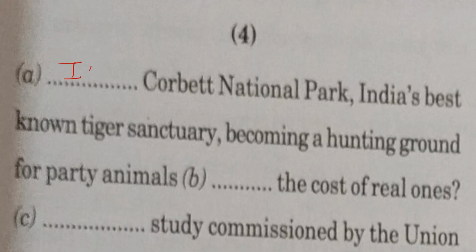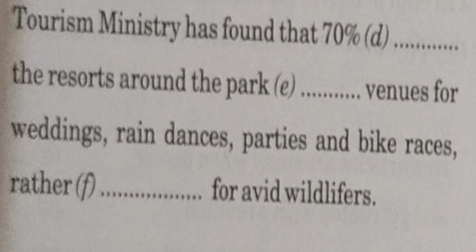Fourth, is Corbett National Park, India's best known tiger sanctuary, becoming a hunting ground for party animals at the cost of real ones? A study commissioned by the Union Tourism Ministry has found that 70% of the resorts around the park are venues for weddings, rain dances, parties, and bike races rather than for avid wildlifers.